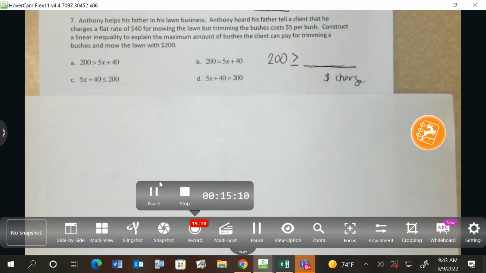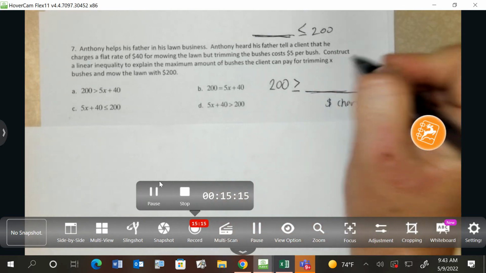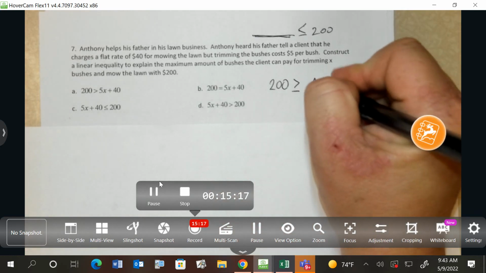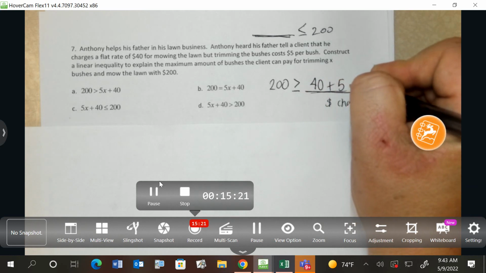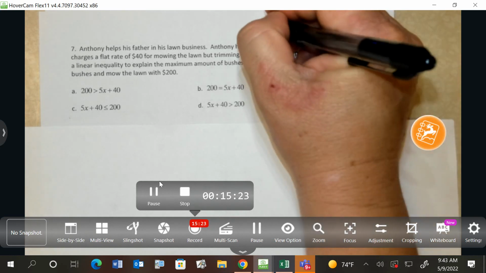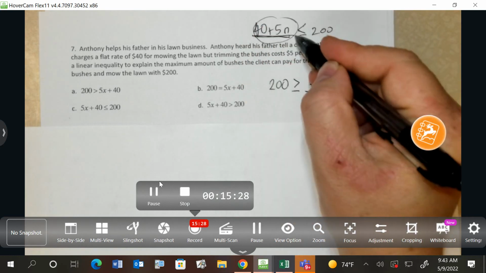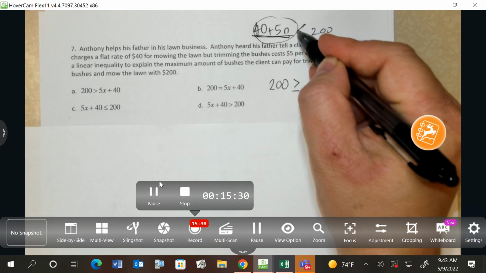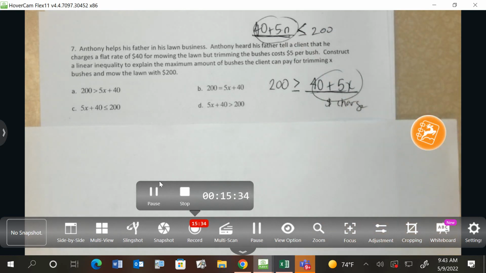Now, what is Anthony charging? So, sure, it's automatically going to be the $40. That's automatic, plus $5 per bush. So I could put a B or an X. So either of these is correct. What matters is the amount that Anthony is charging has this point on the inequality symbol facing it. So let's look at our options. Which one does this look like? What option does this resemble? Option C.